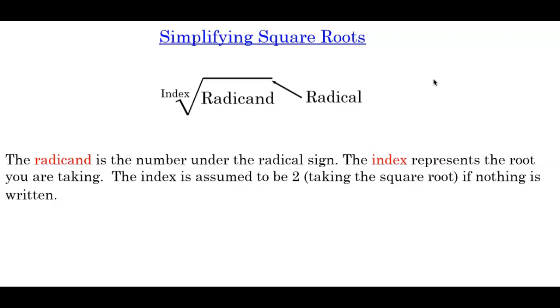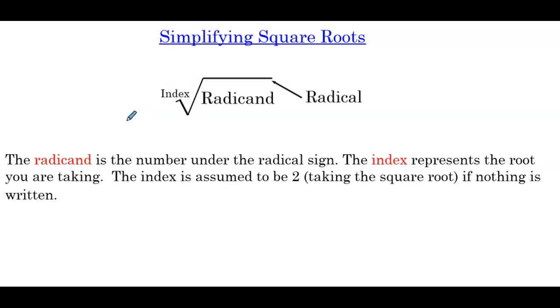Hey everyone, in this video we're going to learn how to simplify a square root. Before we get into it, we're going to first talk about the components of a square root or a root in general. So to start, the symbol is called a radical. The expression inside of the radical is a radicand, and the value right here is the index.